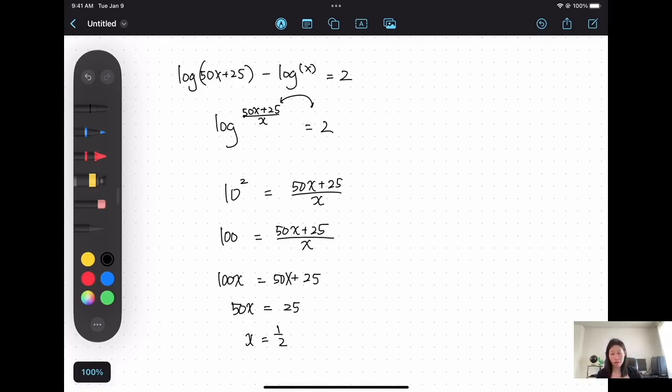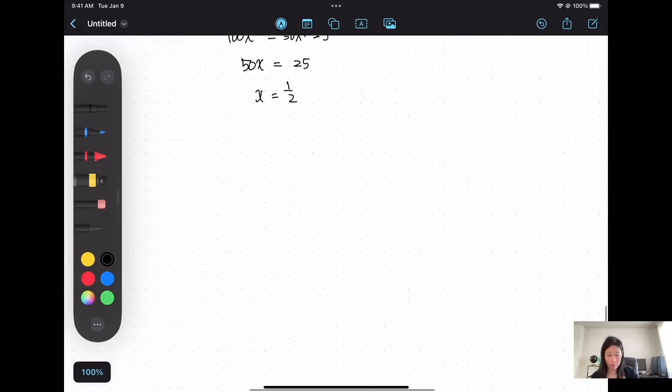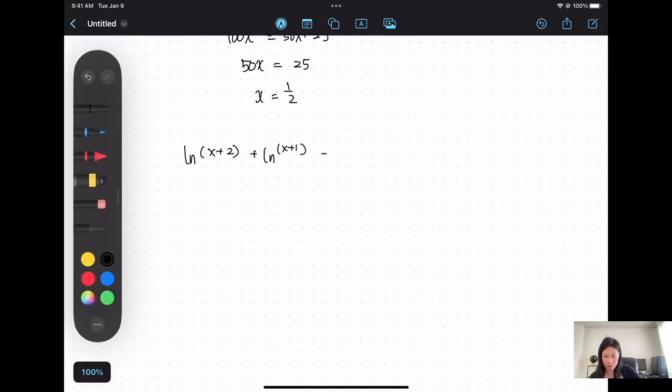Okay, now take a look at this one. We've been using lots of common log. Let's look at natural log. Okay, so how do I solve these? Since they are natural log, we can use the sum of log property on the right. So this is addition. When I merge them together, I get multiplication.